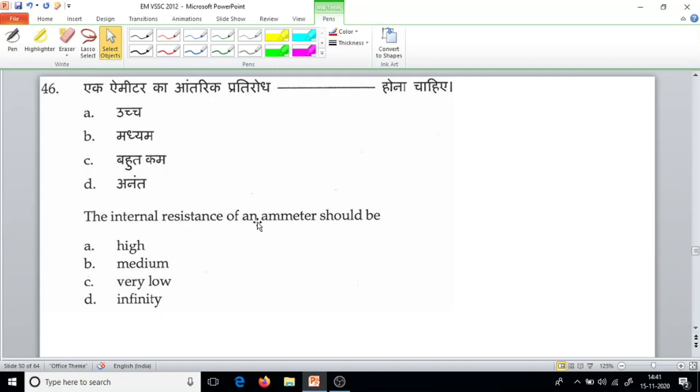Question number 46. Internal resistance of an ammeter should be. What is the internal resistance of a voltmeter should be? It should be minimum. It's almost zero. Ideally, it is zero.